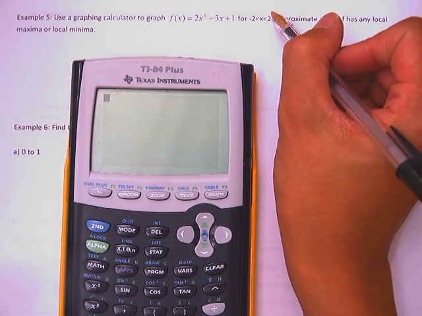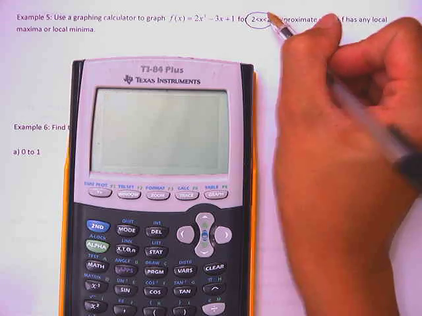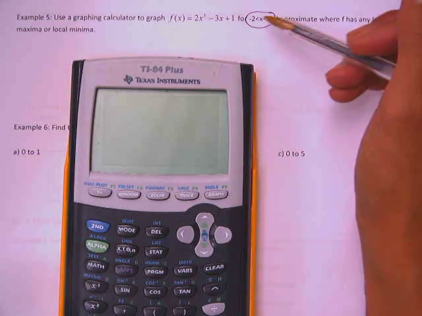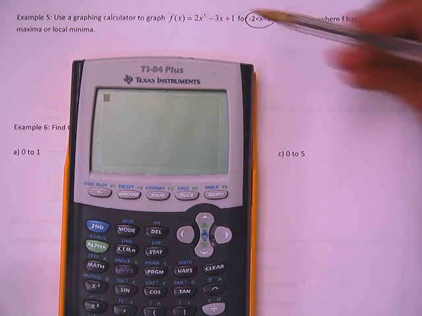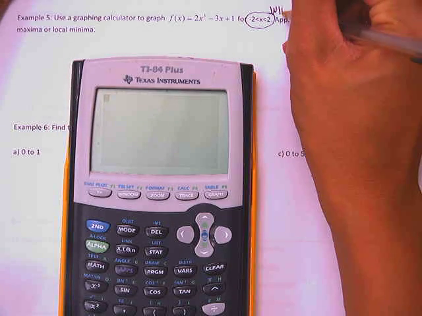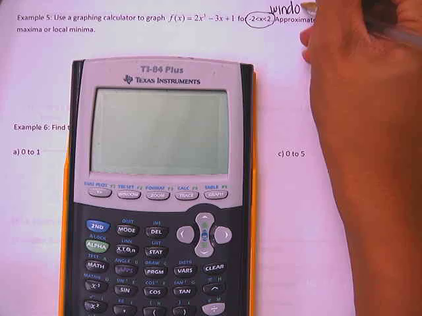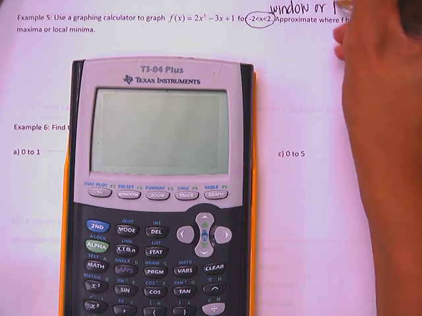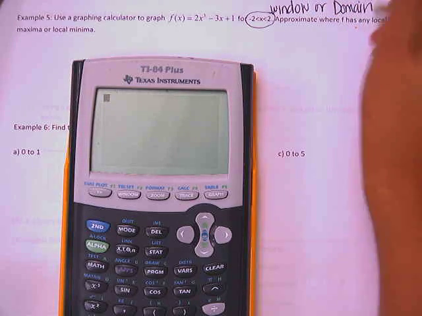Okay? So this is so important, even though it looks like just any random thing, just like the rest of the question. But it's so important because this is what your window will be. Okay? It's giving you a window, or it's giving you a domain for this problem.